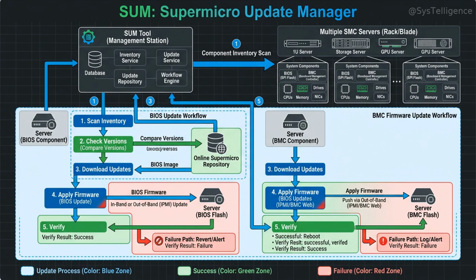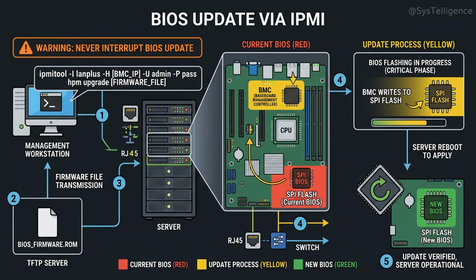SUM supports both online and offline update modes. In offline mode, you download firmware packages and apply them without internet. SUM can manage firmware updates across multiple SMC servers simultaneously. This makes it essential for maintaining large SMC bare metal deployments. Always test firmware updates on one server before applying to the entire fleet.